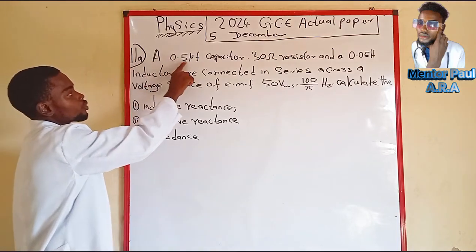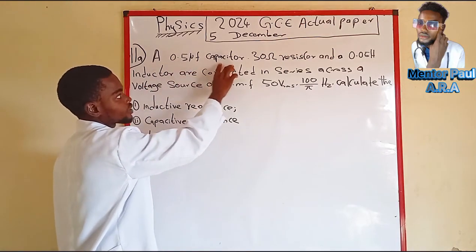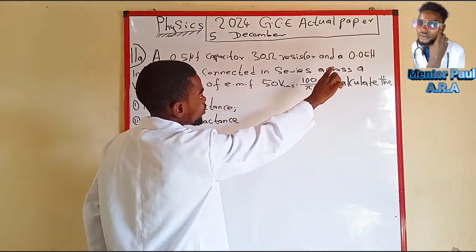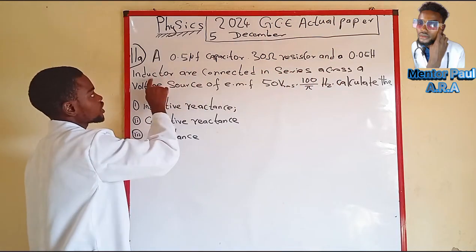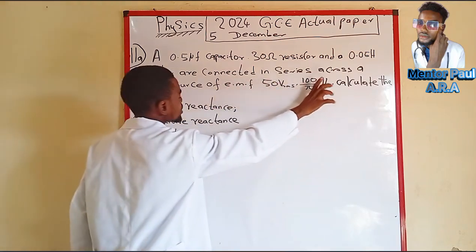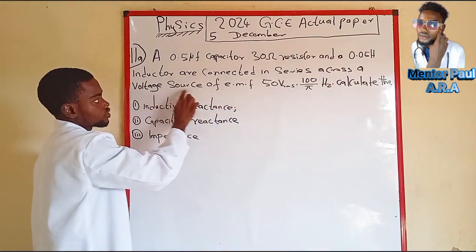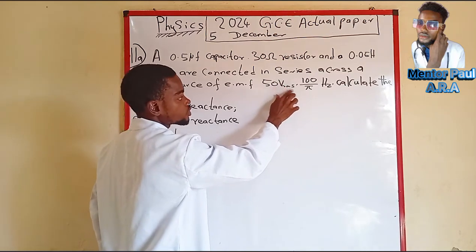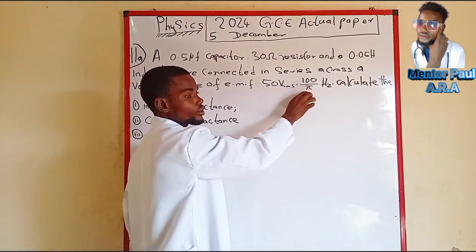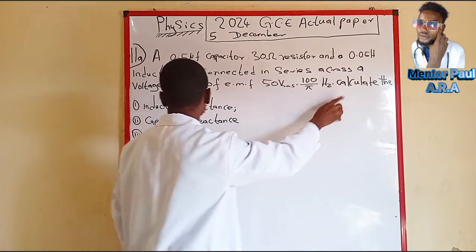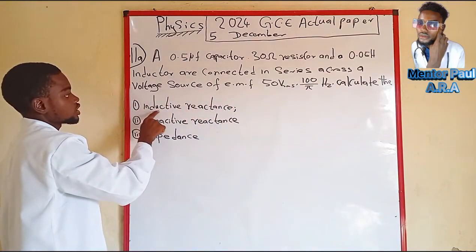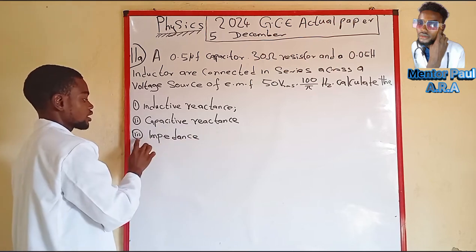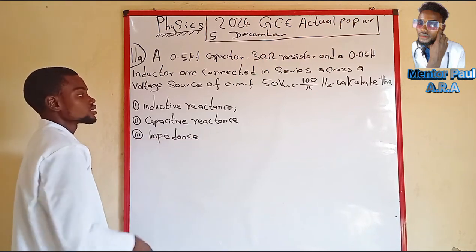Question 11a. A 0.5 microfarad capacitor, a 30 ohm resistor, and a 0.05 henry inductor are connected in series across a voltage source of EMF 50 volts root mean square, frequency 100 over pi hertz. Calculate (i) inductive reactance, (ii) capacitive reactance, and (iii) impedance.